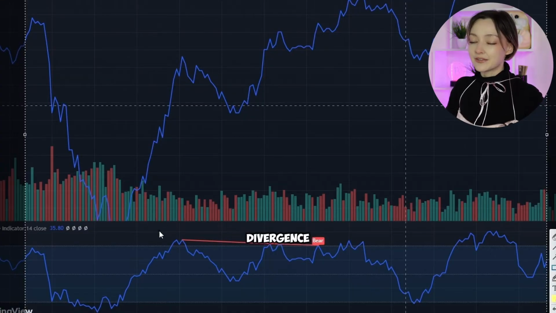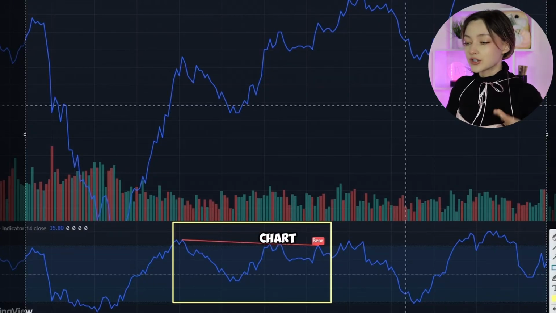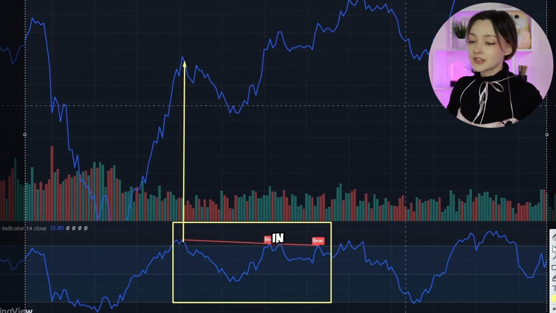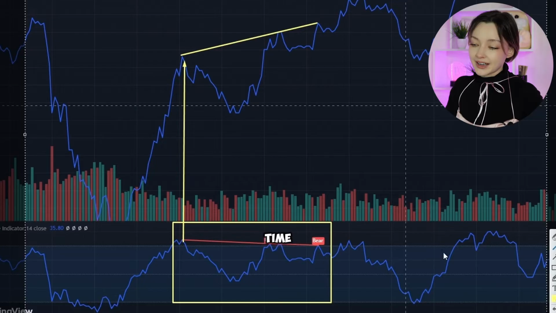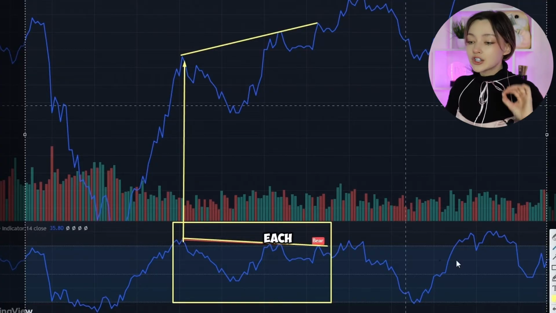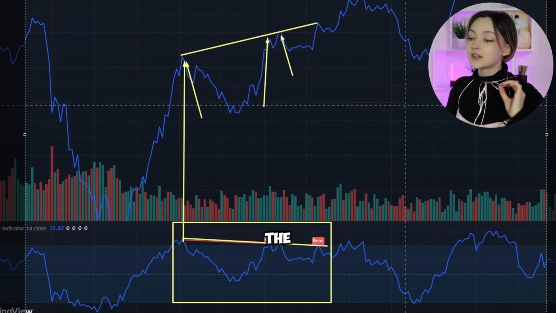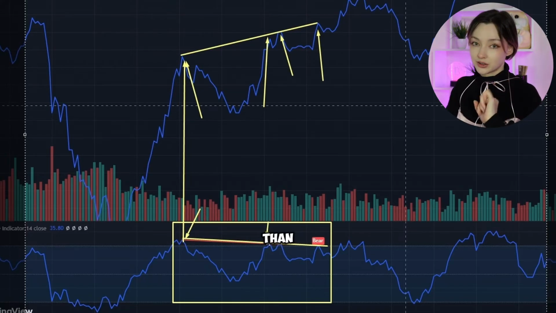As I said before, a divergence is a discrepancy between the chart and the indicator. Let's look at a visual example. Here is an example of a bearish divergence. The chart started at this level right here. In the chart, the movement is upwards. At the same time, the movement of the indicator was downwards. In the chart, each level that represented a maximum or a successive high was higher than the previous one. Meanwhile, on the indicator, each of these levels was lower than the previous one.